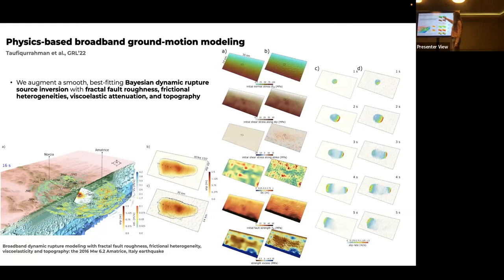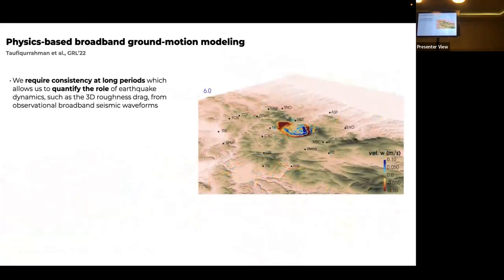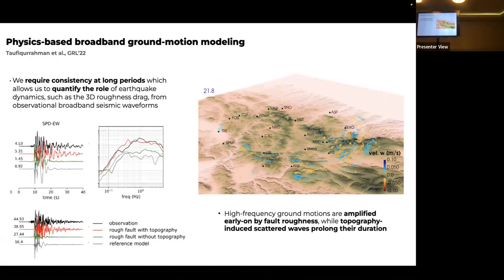So here you can see how the fault morphology changes, how the initial shear stress changes if we're adding fault roughness, but how the smooth rupture features remain the same. But we can also, by requiring this consistency at long periods, quantify the role of different aspects of earthquake physics. So for example, in this model, by constraining that the large scale rupture dynamics should be the same when we're adding roughness, we can quantify the 3D roughness, which was in this case an additional resistance to rupture of about 3 megapascal using the broadband seismic waveforms. So this is our result.